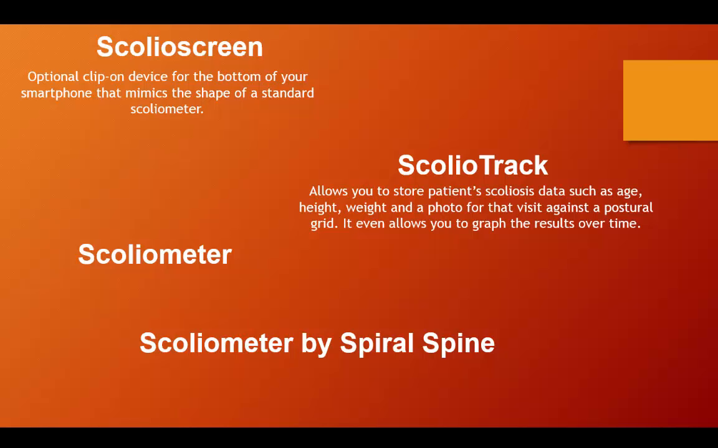Here we see some of the variety of scoliometer applications available. Some have distinctions or advantages over others. For example, the Scolio screen uses an optional clip-on device for the bottom of your smartphone that mimics the shape of a standard scoliometer. The Scolio track allows you to store patients' data such as age, height, weight, and a photo for that visit against a postural grid. It even allows you to graph the results over time.